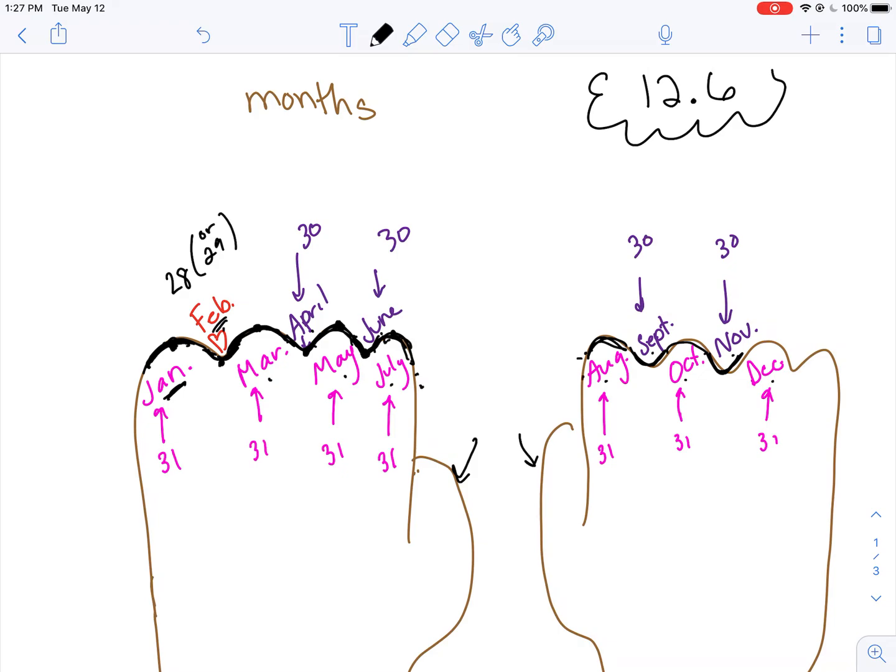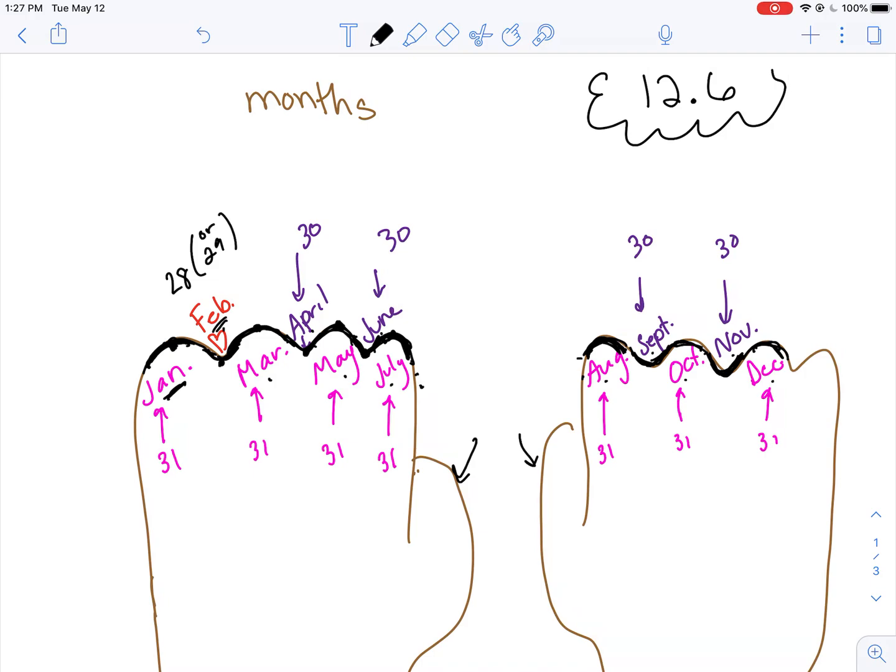If you put these two hands together, the calendar keeps going. So June, July, and then it goes straight over to our other knuckle, which is August. So that's 31. September, October is a knuckle month. November is a dip. December is a knuckle month. So if you practice this, you could do this over and over and over, and you will know all of your months and how many days are in each month.